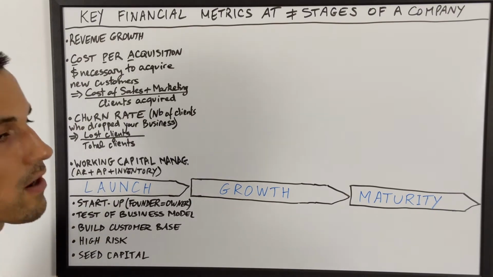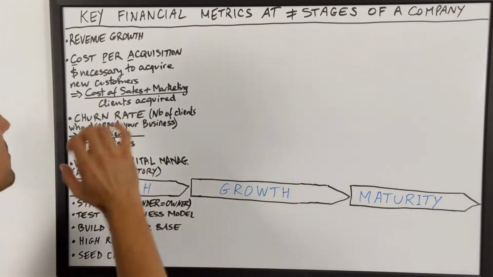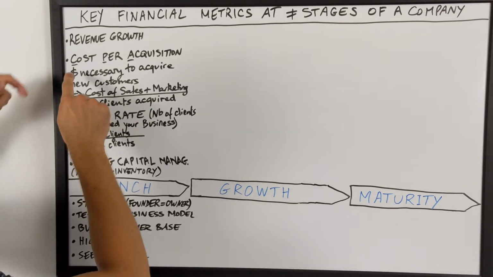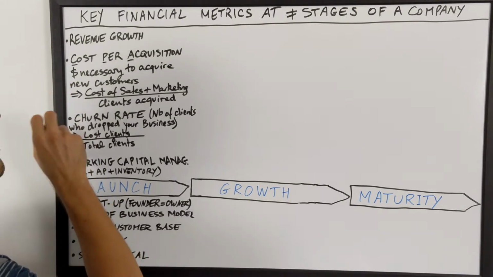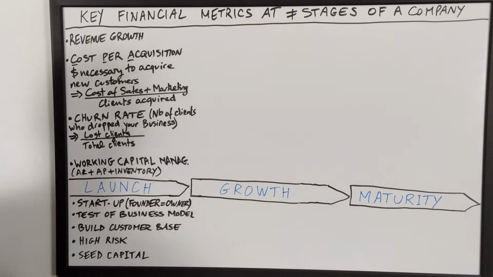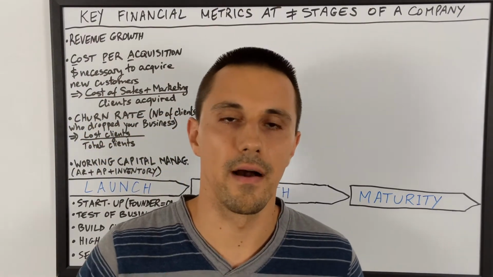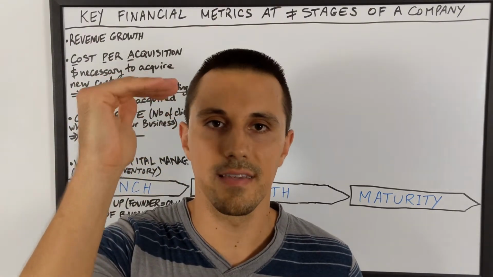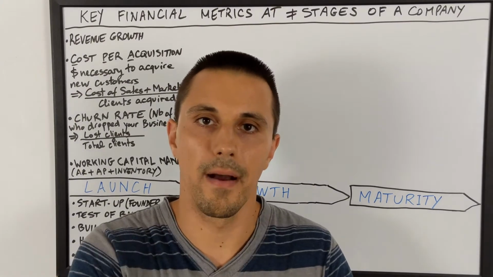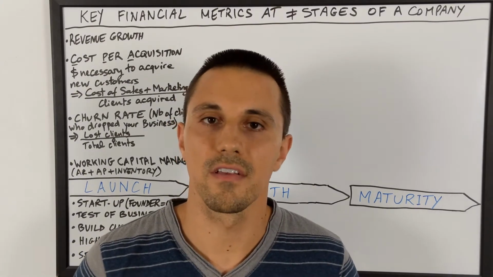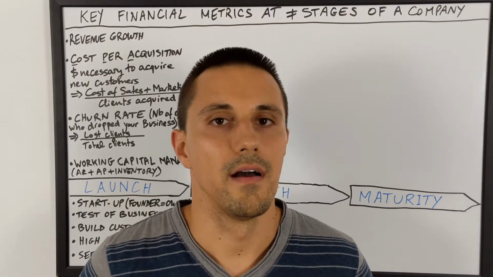Then obviously you have the cost per acquisition, which is also very important to understand. The cost per acquisition, also called CPA, is the amount of money necessary to acquire new customers. Why is that so important? Think about it. If you're able to generate sales, that's a wonderful thing. It means that some people are interested in buying your product. The problem is obviously you have to spend some money to acquire them.